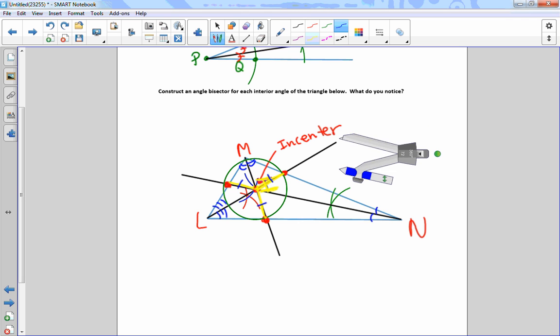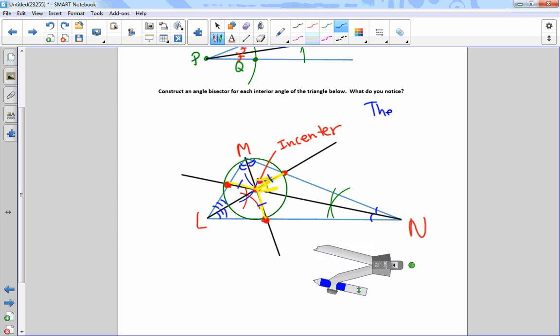Okay, so the in-center is the vocabulary for where these intersect. The in-center is the center of the circle. The circle is not this time circumscribed. Circumscribed is going around the outside. This time it's inside. The circle is inside. That's called inscribed.